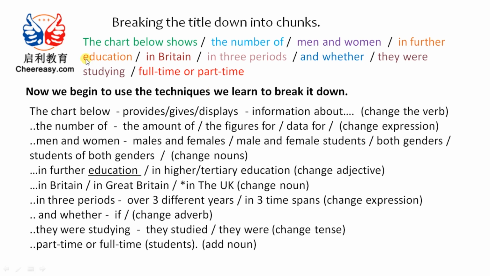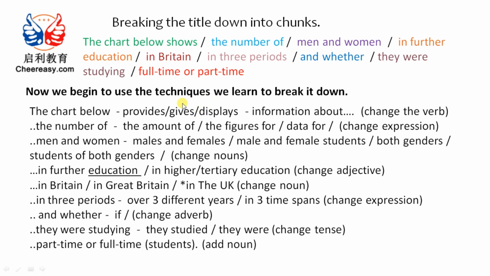I've color coded the title so you can see all the different chunks. The chart below shows the number of men and women in further education in Britain in 3 periods, and whether they were studying full or part-time. So that's the full title. The easiest way we can do it is change each individual chunk. You have to play around a little bit with the grammar, but essentially you're just taking each chunk and changing it. For those of you whose level is not so high, I think this is a better thing for you to do.